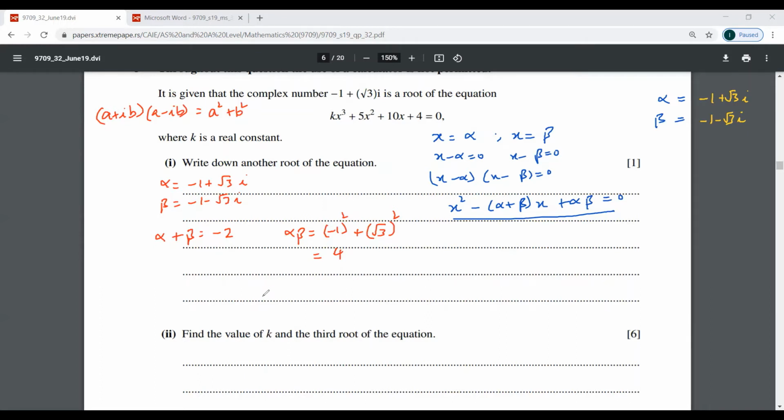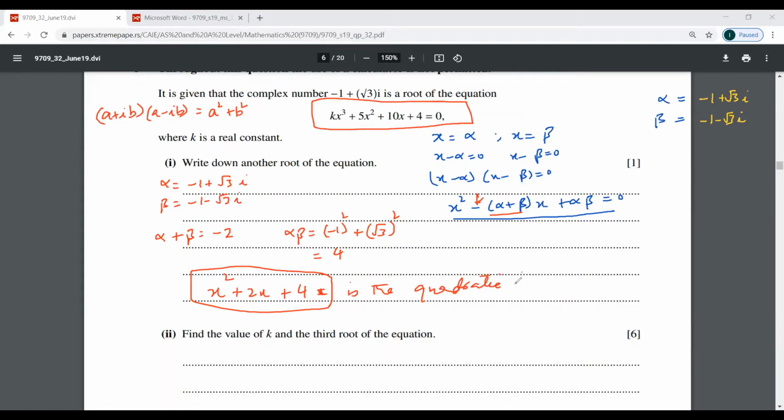So the quadratic factor of this whole equation is going to be x squared. Look at this, there is minus of this sum, so minus of this sum will give you plus 2x. And then you have plus 4. That is the quadratic factor of this. So we have found it with all this working. You have to show all this working because there are six marks for this. Now, how to get to the value of k? Can I say, okay, so this is the quadratic factor of the given equation.